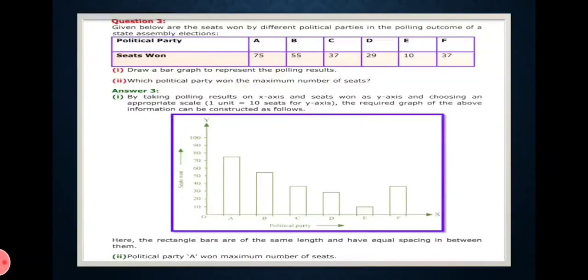You can see directly from the given data that A has the maximum number of seats won. So the graph also shows that the highest bar, the greatest bar, is made by party A. So the maximum number of seats won is by party A.